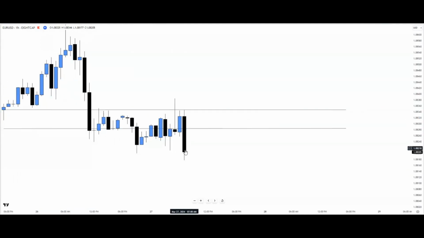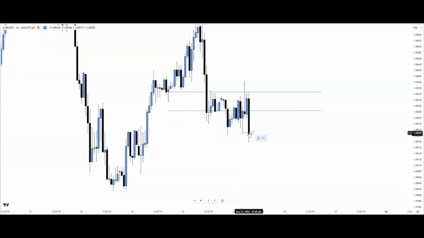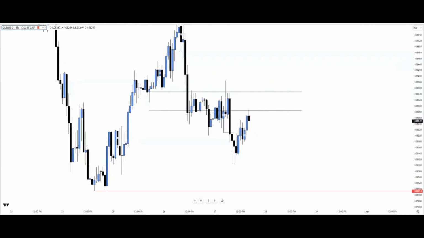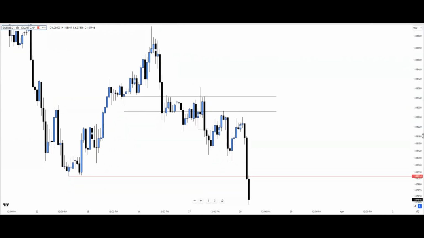So here we see price trade away from it, giving us a break of structure. From here on, we can expect price to keep going lower all the way to this draw on liquidity, which is a series of equal lows. So let's see what price does. And there you have it.